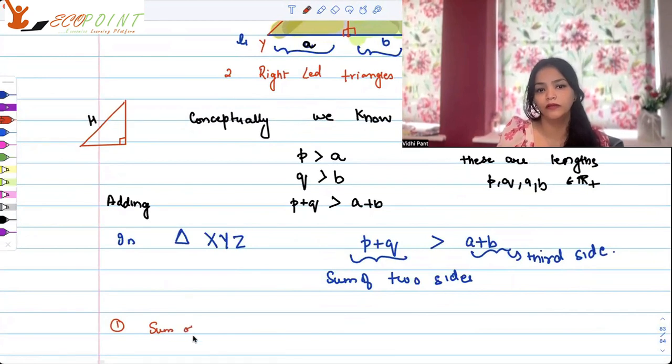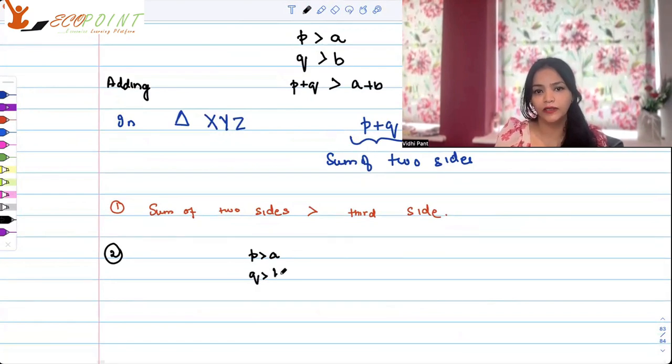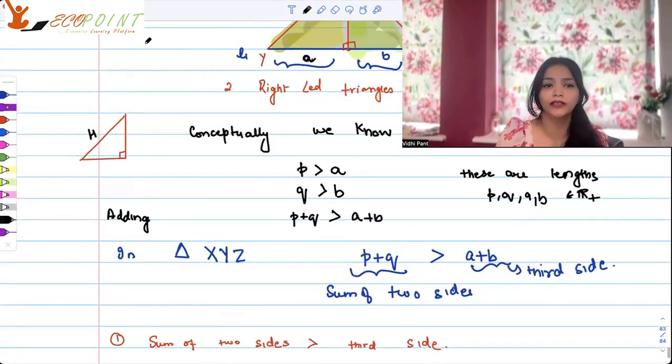Point number one, sum of two sides is greater than the third side. In fact, you would also realize another thing here. If you take the difference, so coming to point number 2. Point number 2, again coming from this fact only, P is greater than A and Q is greater than B. So if you take the absolute difference between two sides, that will be lesser than the third side. So these are two very important points that come out of triangle inequality. This is what we call triangle inequality. What is triangle inequality basically telling you? That the sum of two sides is greater than the third side.